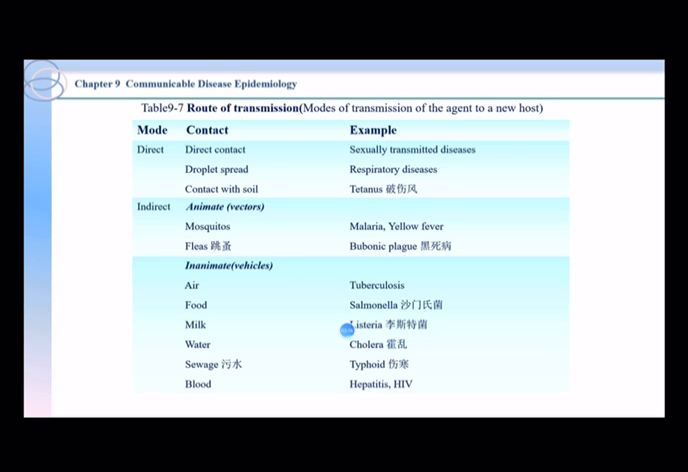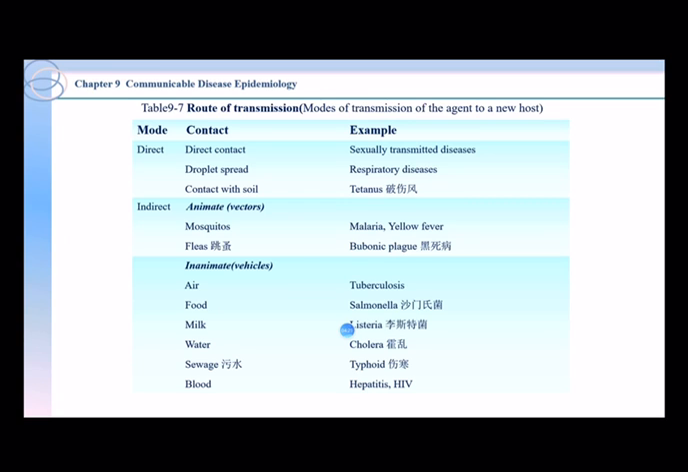For example, for direct transmission, here are some examples for direct contact. For example, sexually transmitted diseases such as AIDS or HIV. Respiratory disease can be spread by droplets in the air. Contact with soil can also cause tetanus.